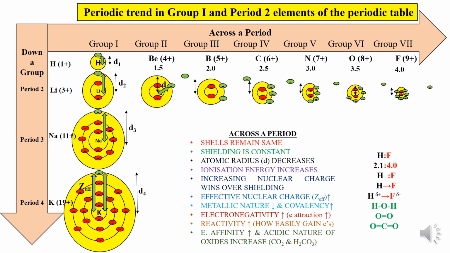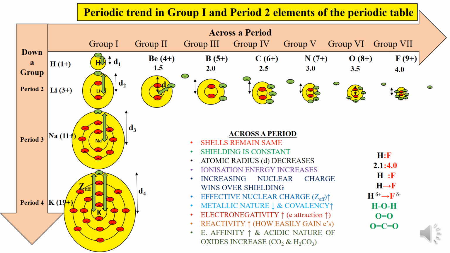And going across the period, the metallic nature decreases and covalency increases. So here, across a period, the metallic nature decreases. That is to say, the non-metallic nature increases. So what is non-metallic nature? Non-metallic nature is the ability of an element to gain electron to form a negative ion.